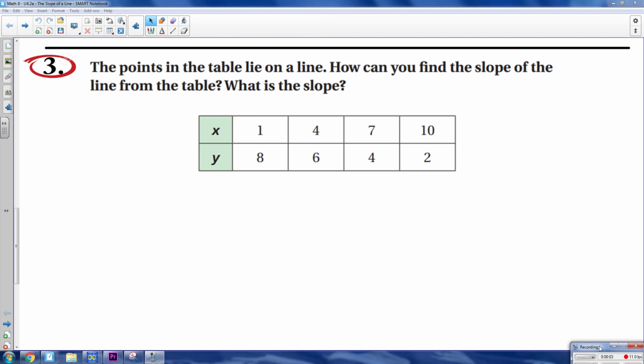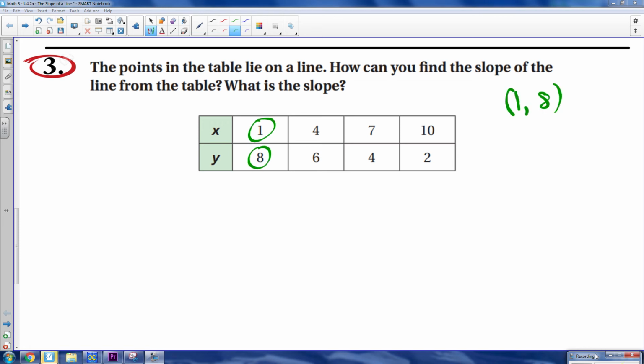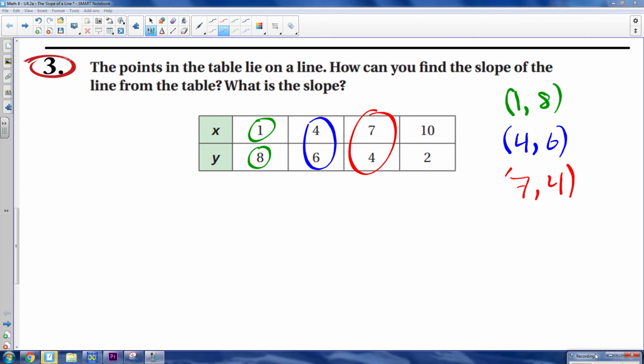Okay, so with this next example, we want to talk about how to find the slope from a table. If you think about it, a table is really just a bunch of points. I could look at this and tell you that this is an x and a y, so this is 1, 8, right? This is what a table is. A table is just a whole bunch of points. 4, 6. Well, that's the point 4, 6, right? 7, 4. Well, that's the point 7, 4. That's what a table is. It's just a whole big list of points that go together.